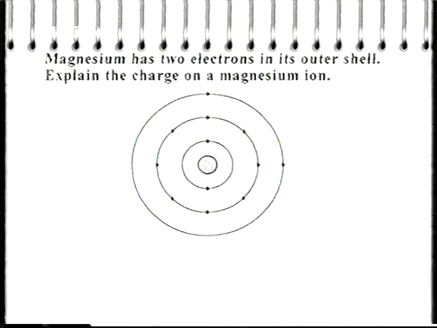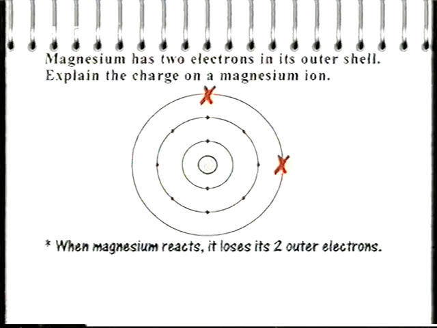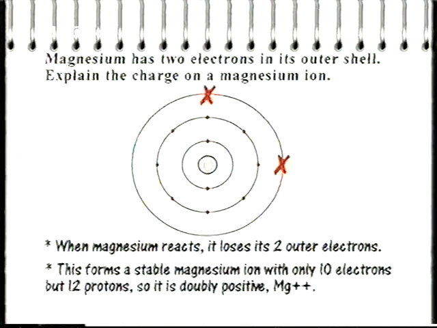A magnesium atom has 2 electrons in its outer shell. When it reacts, it loses both of those electrons. This creates a magnesium ion with a stable outer shell with 8 electrons, and means the resulting magnesium ion has only 10 negative electrons, but 12 positive protons, so it's doubly positive, Mg2+.